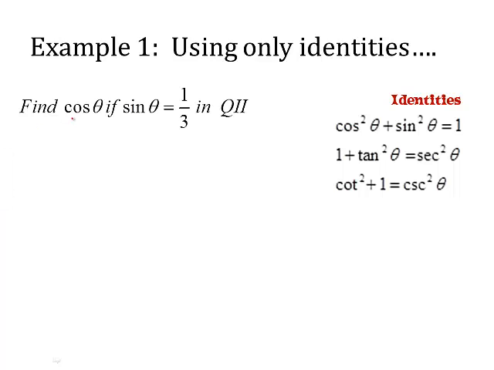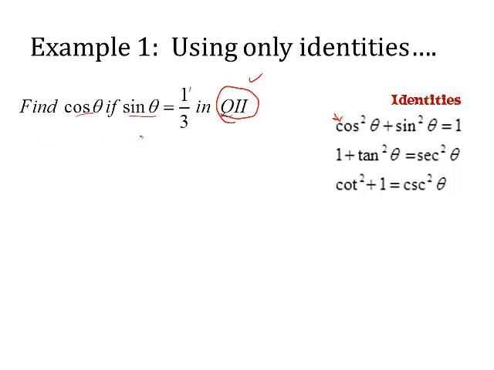Alright, so the first example: find the cosine of theta if the sine of theta is 1/3 in quadrant 2. Now this little bit, in quadrant 2, will come up at the very end, and we'll refer back to it in a moment. So I look at my question, sines and cosines. Which identity involves the sine and the cosine? Well, this first one right here.